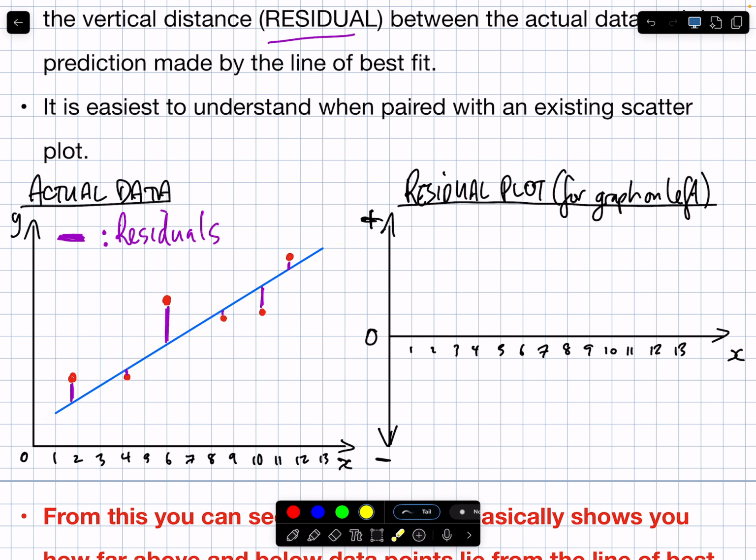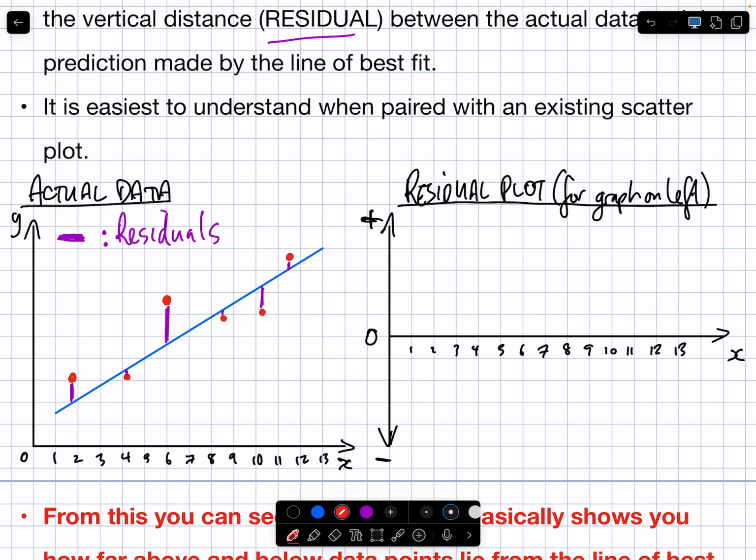Do you agree that the line of best fit is below the actual red dot on the left there? Is the line of best fit slightly above the second red dot? Is it way below the third red dot? It's slightly above the fourth red dot? So basically a residual is that purple distance between the actual bit of data and what the line thinks the data should be.